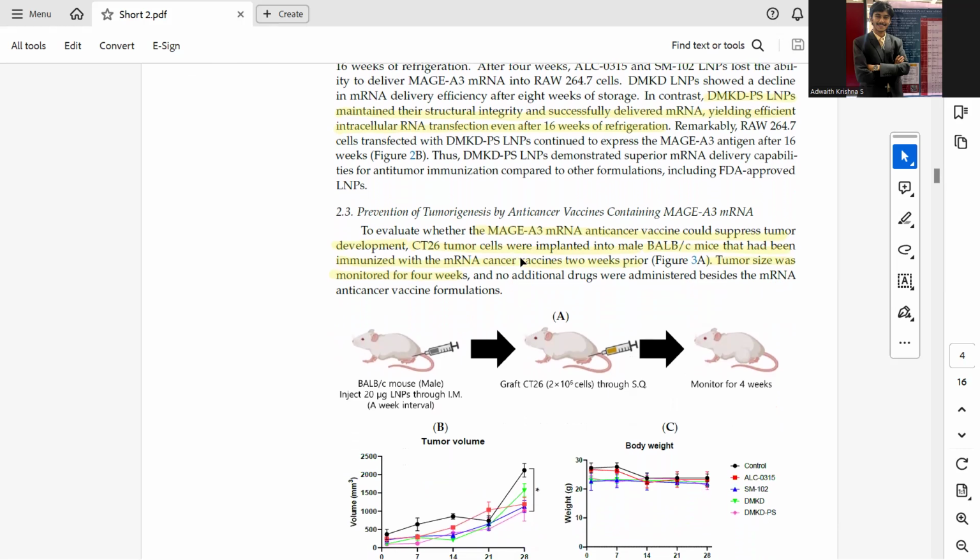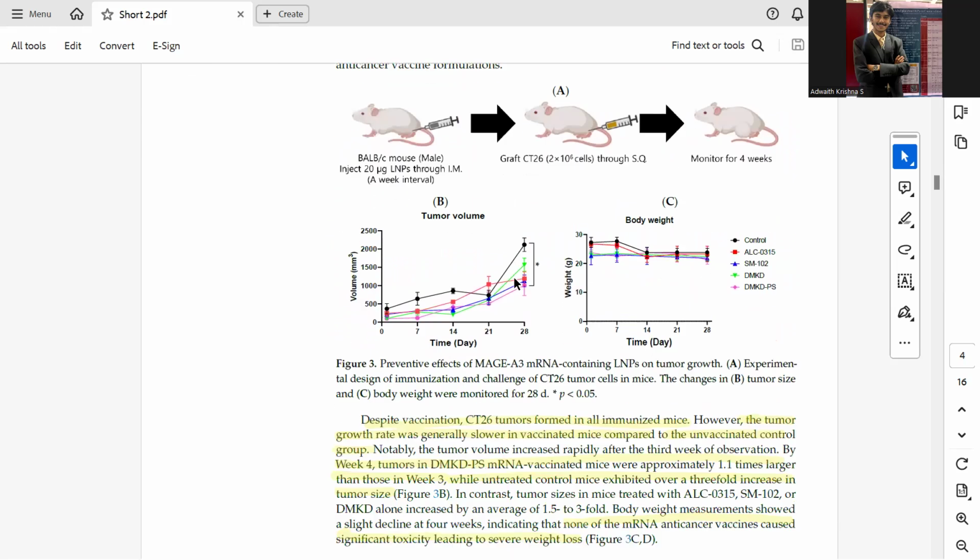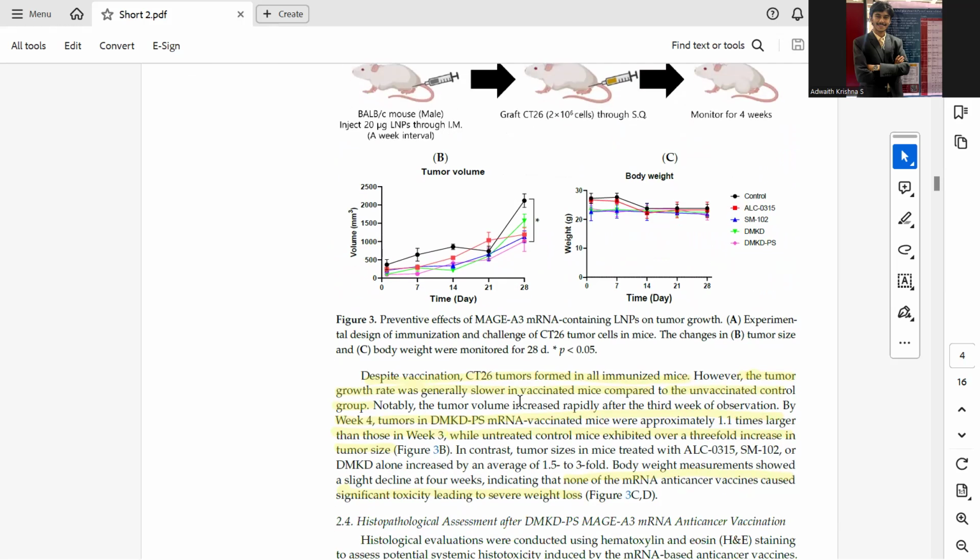Now, to evaluate whether the MAGE-A3 mRNA anti-cancer vaccine could suppress tumor development, tumor cells from the mouse colon cancer cell line were implanted into mice that had been immunized with the mRNA cancer vaccines 2 weeks prior. Tumor size was monitored 4 weeks after that. Despite vaccination, CT26 tumors formed, but the growth rate was generally slower in vaccinated mice. This is a significant finding.